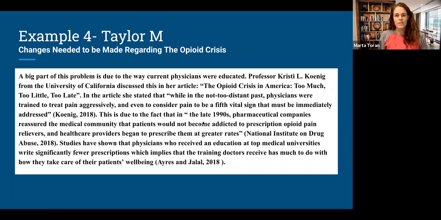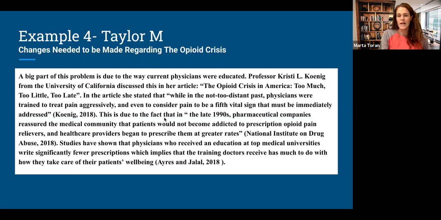The next example is Taylor Ems, and she was doing her project on the opioid crisis. So one of the claims that she found about the opioid crisis is the fact that a lot of physicians were not trained properly, and therefore this caused them to overprescribe opioids. And the study that she referenced is Koenig 2018.